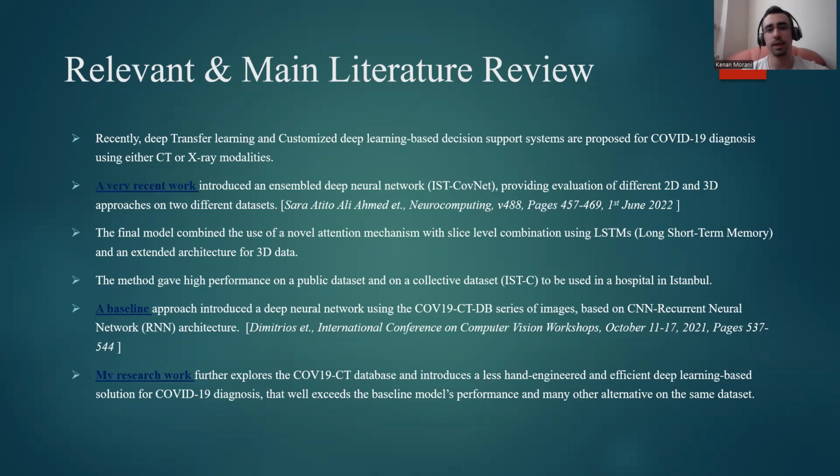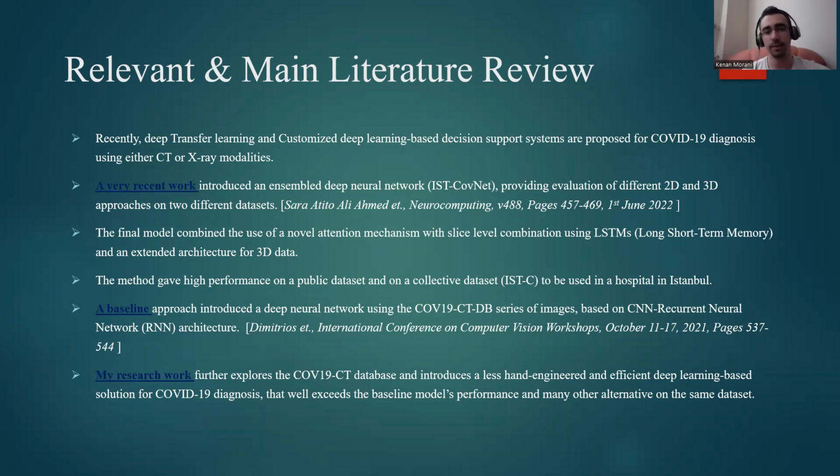This introduced a deep neural network called IST-COV-NET. This provides an evaluation of 2 different approaches, 2D and 3D, on 2 different data sets, actually. I'll present those data sets in the next slide. The final model here combined an attention mechanism with a slice-level combination. They used long short-term memory in there, an extended architecture for 3D data. You can refer to the data set. The results were good. It was so good, actually, that it's being used now in a hospital in Istanbul. They have a collective data set that they called the IST-C data set. So this is one piece of research.